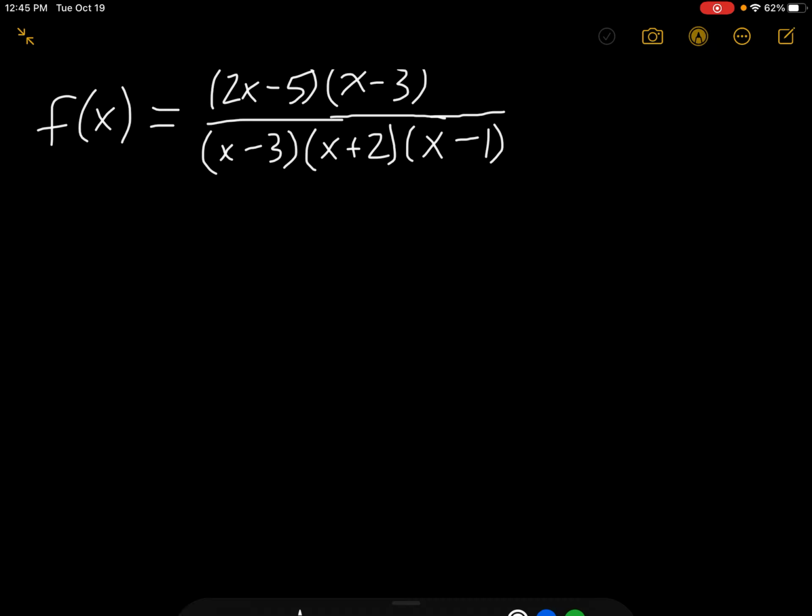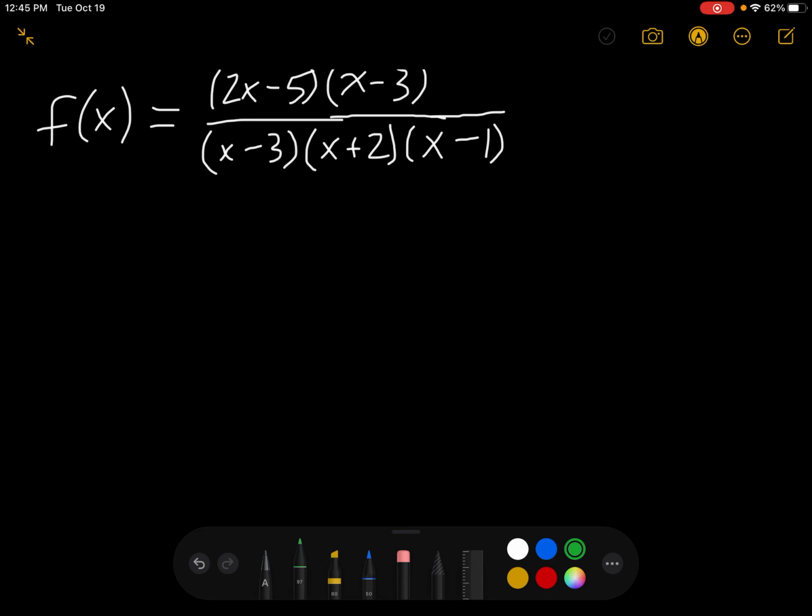The first thing you want to notice, when you're looking at the zeros at the top and bottom, is to look for any holes first, because those are where you have a zero in both the numerator and the denominator. And we've got x minus 3 on both top and bottom there. Because it's in both, it's just a hole, right? It's not a vertical asymptote and it's not a zero. So it's good to make a note of that first.